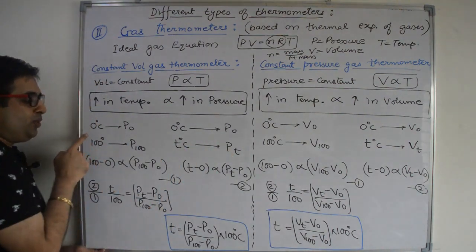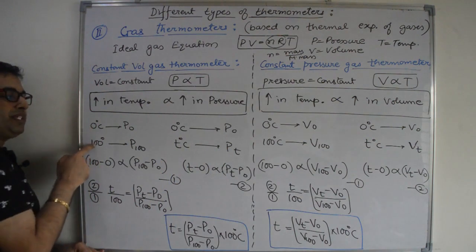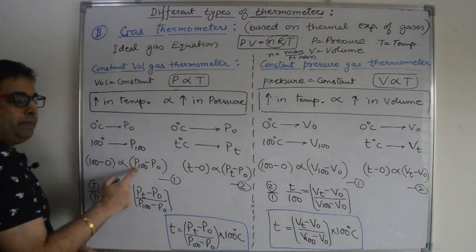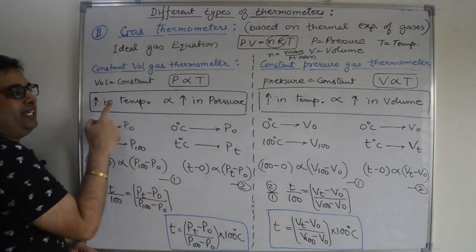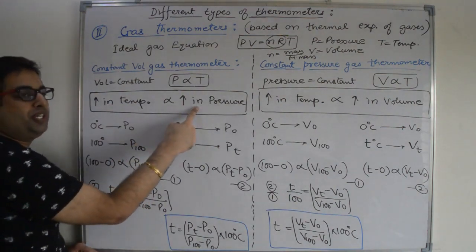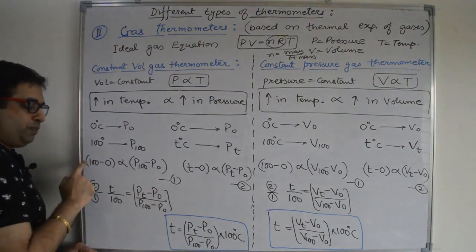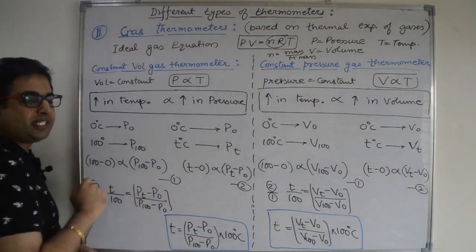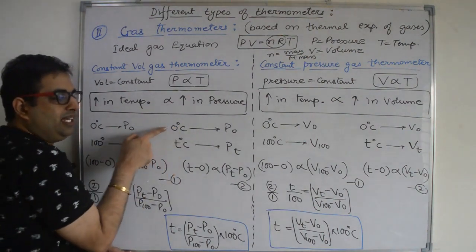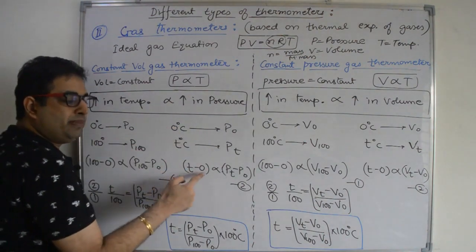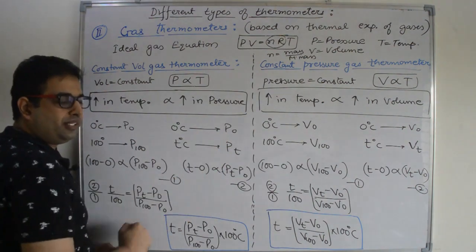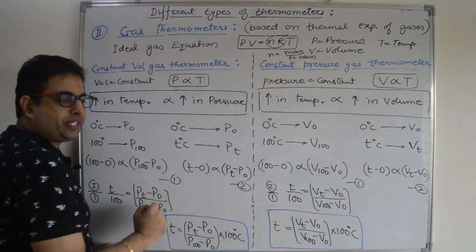Now, what is the increase in temperature here? It is 100 minus 0. What is the increase in pressure? P100 minus P0. And the increase in temperature is proportional to the increase in pressure. So 100 minus 0 is proportional to P100 minus P0. Similarly, T minus 0 is proportional to PT minus P0. This is our second equation.